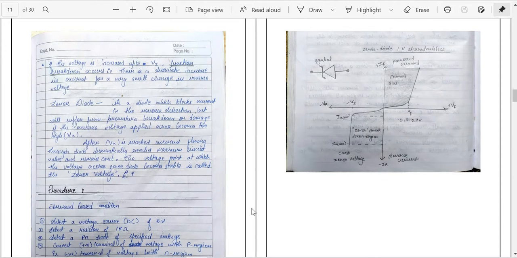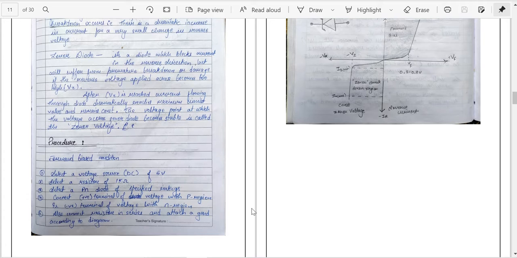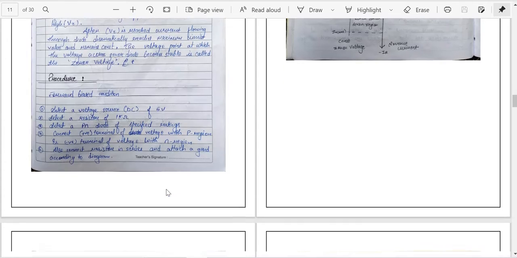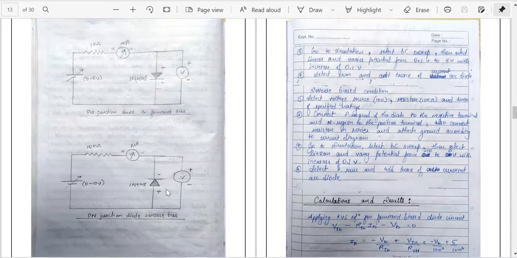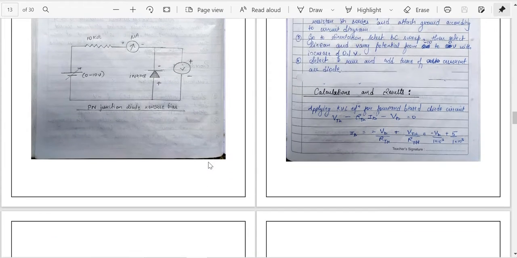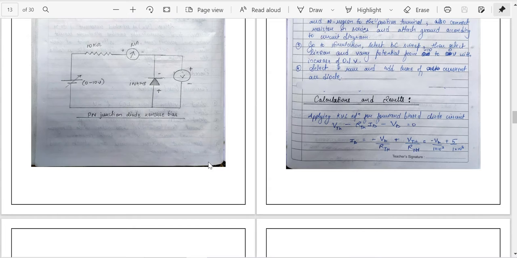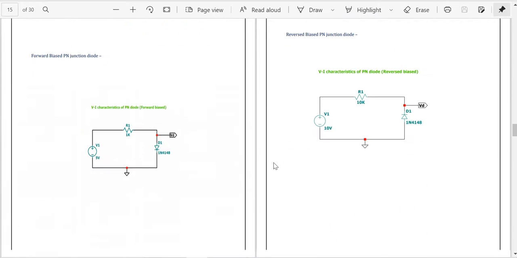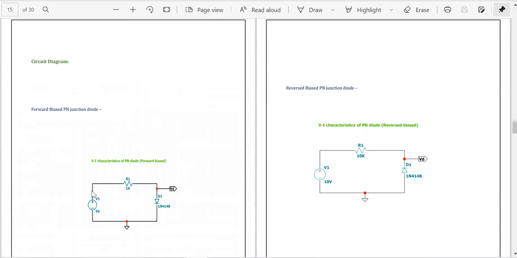For the procedure, I have simulated this circuit in the LTspice software. There we have to select the components and connect them through wires, then edit the simulation command and then simulate it. This is the basic circuit diagram. And then I have noted down the values here. And in LTspice, the circuit will look like this.